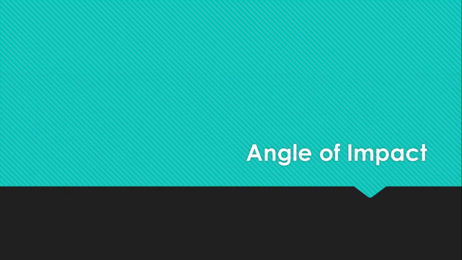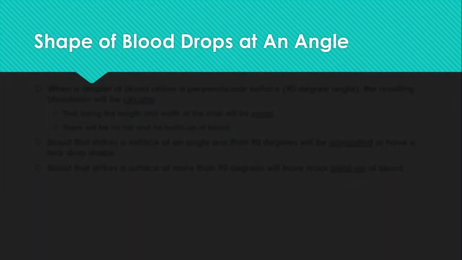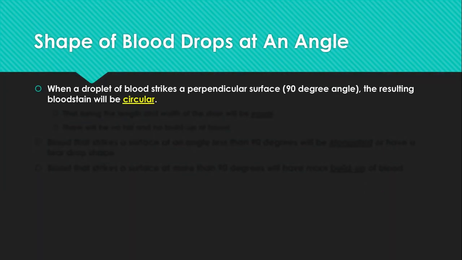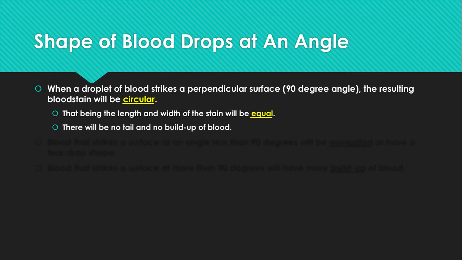Next thing we're going to look at is the angle of impact. So when a droplet of blood strikes a perpendicular surface, meaning a 90-degree angle, the resulting blood stain will be circular. That being the length and the width of the stain will be equal. They'll be the same number, and there will be no tail and no buildup. So if we're dropping it from a 90-degree angle, that means we're dropping it from straight above.